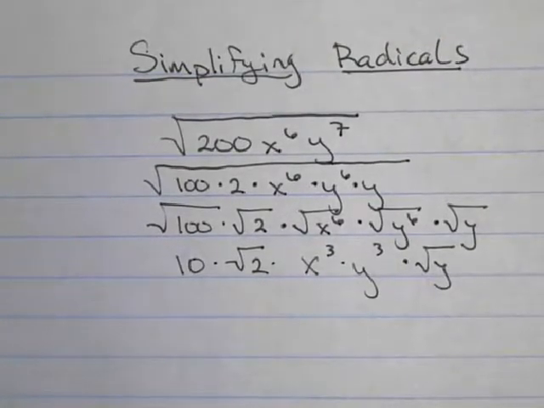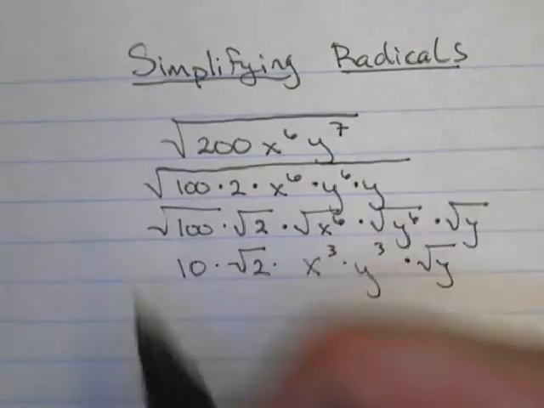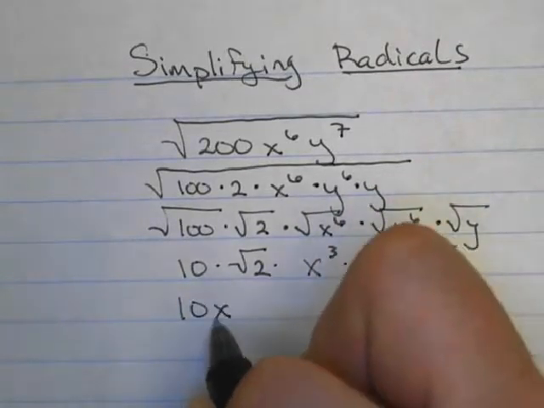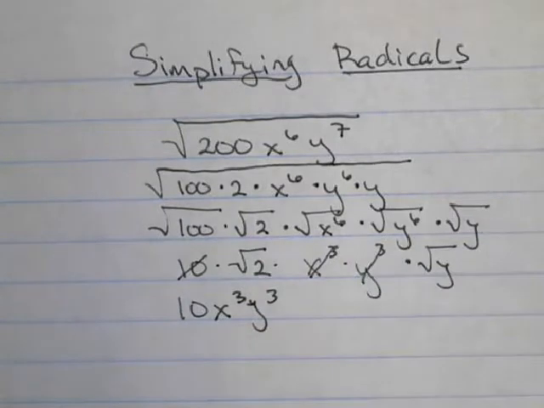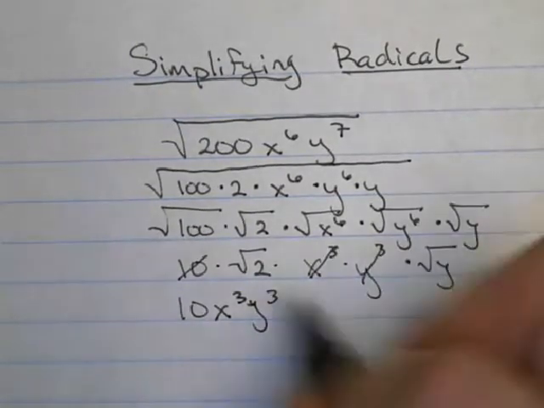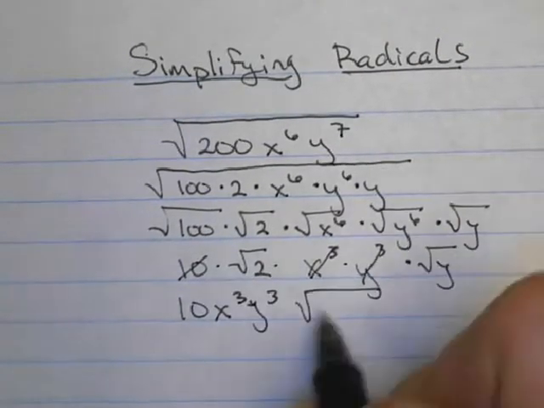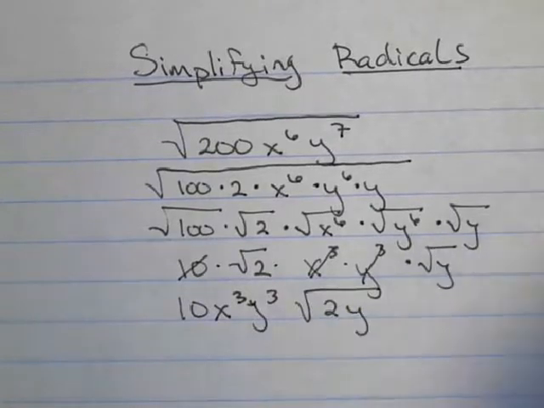Now I want to clean this up, moving everything that's outside of radicals together out front of the radical, and everything that's inside the radical we'll put together under one radical. So I'll have 10 x to the cubed y to the cubed. There's all my terms outside of my radical. And then under one radical I'll put everything that's left behind, the 2 and the y.